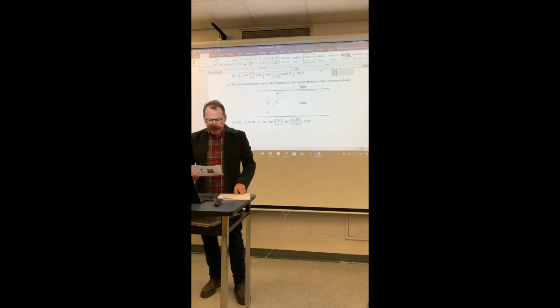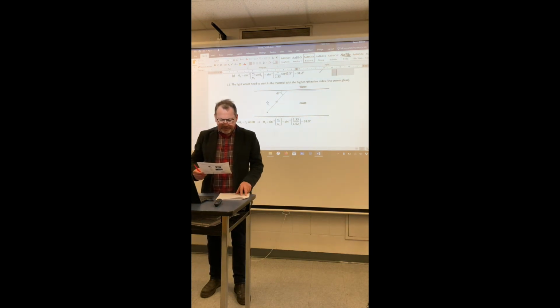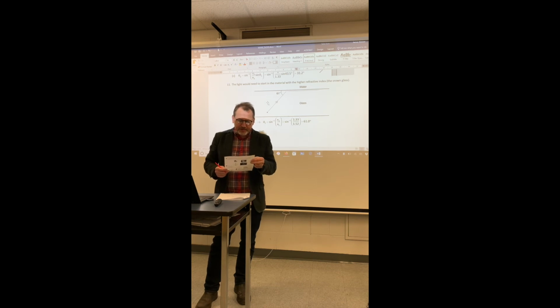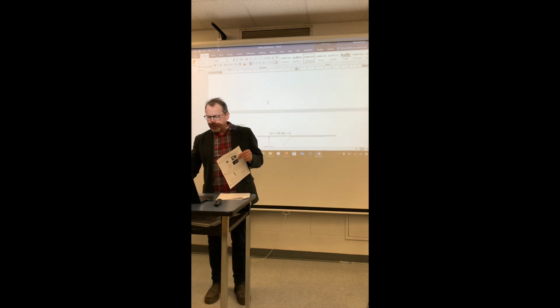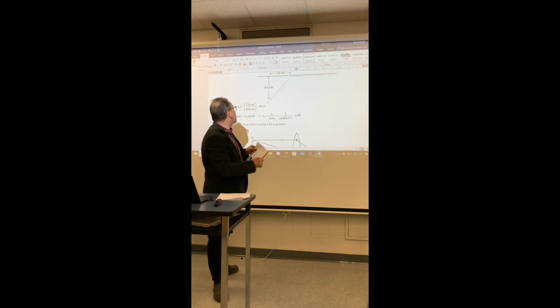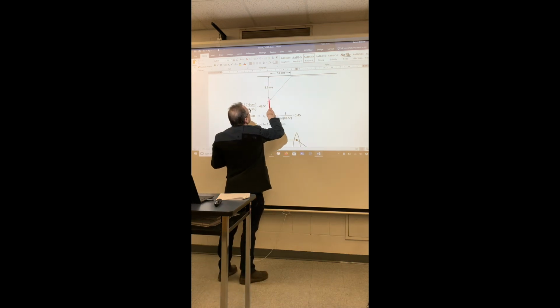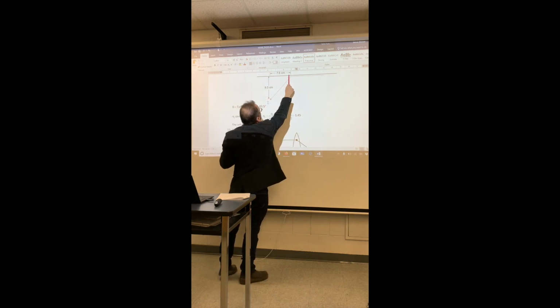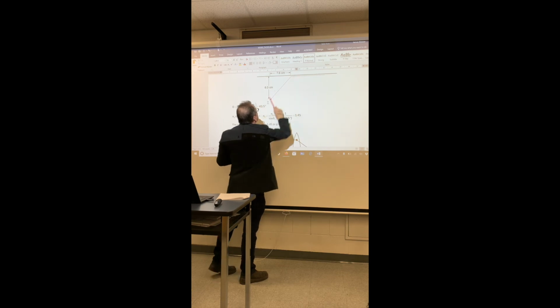Okay, question 12. A beam of light is emitted 8 centimeters beneath the surface of a liquid and strikes the air surface 7.6 centimeters to the right from the point directly above the source. If total internal reflection occurs, what can you say about the index of refraction of the liquid? So again, I think it's worth doing a diagram. Here's our light source 8 centimeters below. It comes up, it strikes here, and we have a total internal reflection.